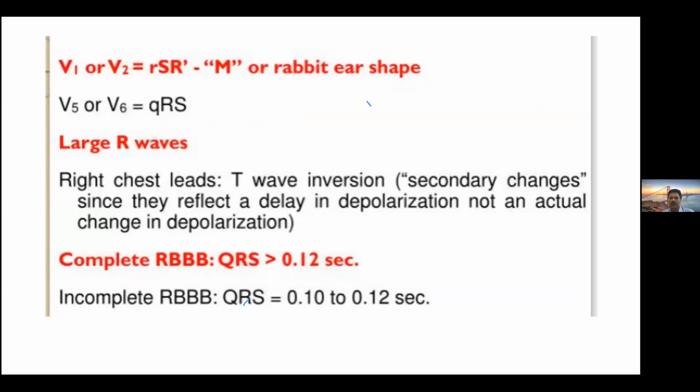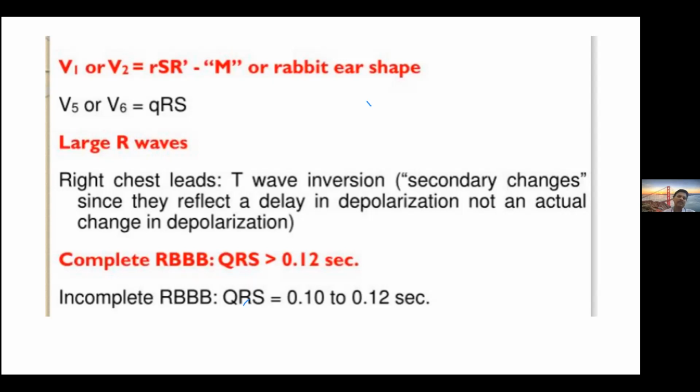So V1 or V2 will have RSR, that is an M pattern or rabbit ear pattern. So the right bundle branch block will have a rabbit ear or M pattern in V1, V2. So you need not panic. This is not abnormal unless you have ST elevation, primary ST-T changes, or Q wave.